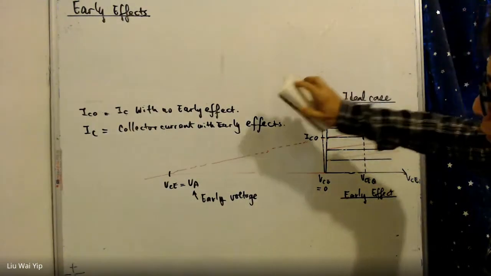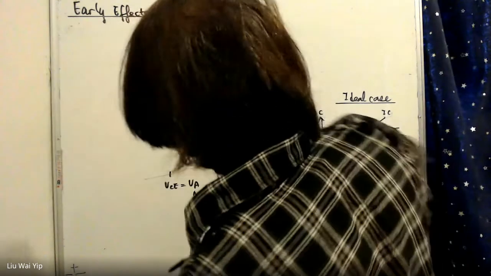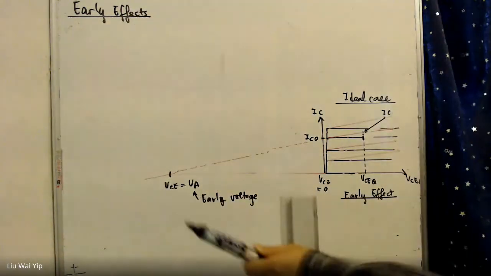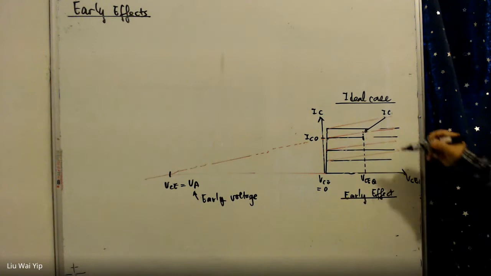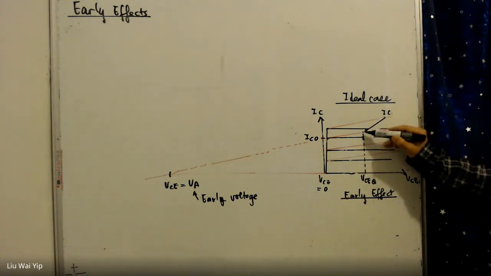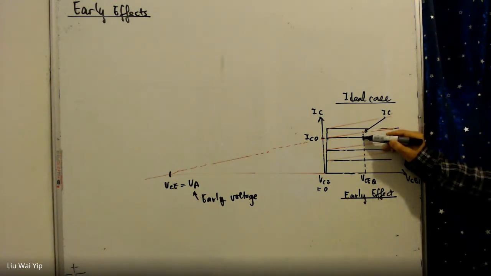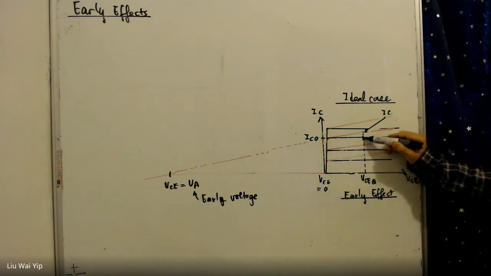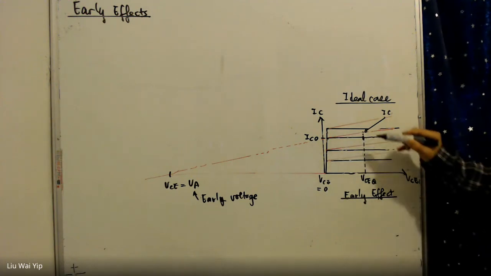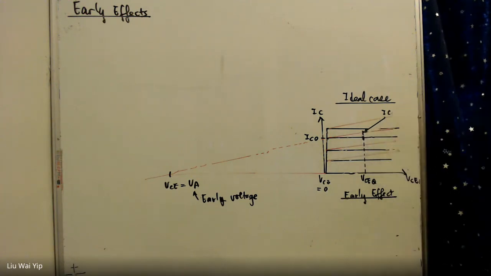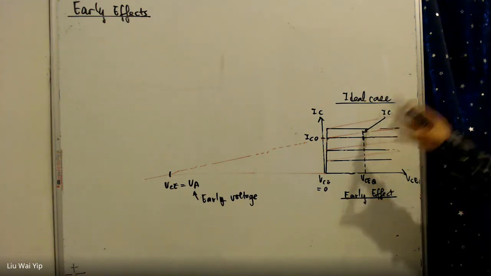We are going to analyze the Early effect. Basically, you have two columns here. The original one is IC0. The new one is IC. The new one, IC, is the non-ideal one as a result of the Early effect. The non-ideal one is much higher.